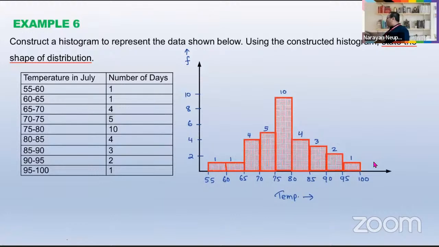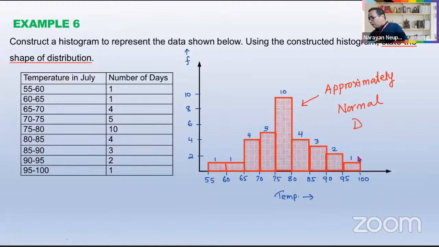You can count, they are approximately the same, not exactly the same. On the left of this 10, how many data values are there? 5 plus 4, 9, 10, 11, right? And on the other side, 4 plus 3, 7, 8, 9, 10. Is that right? So pretty much the same. So we say that this distribution is approximately normal. I'll call it approximately normal distribution.